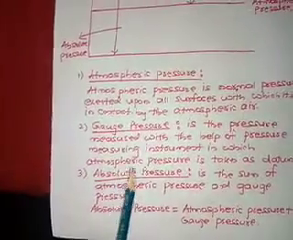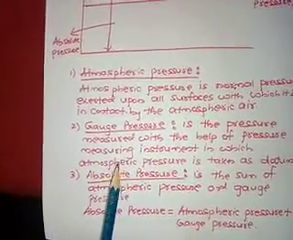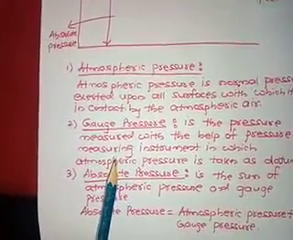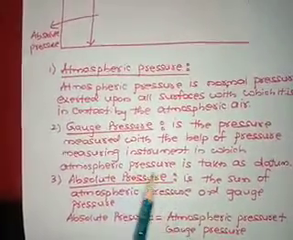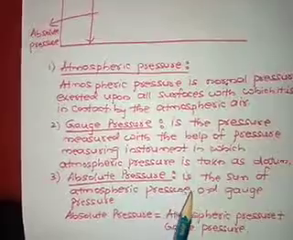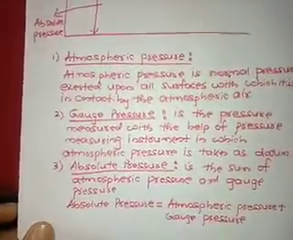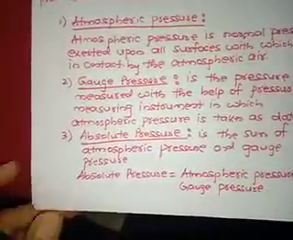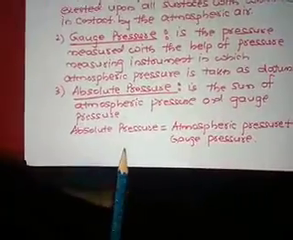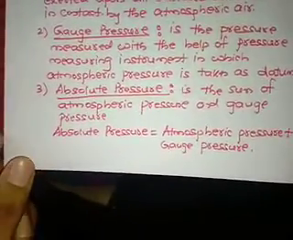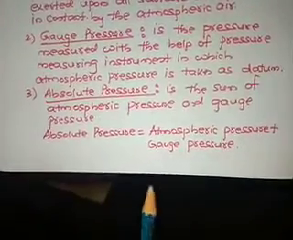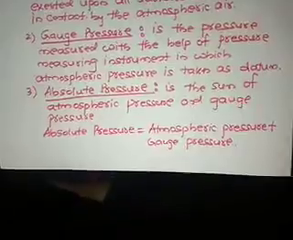Second, gauge pressure. Gauge pressure is the pressure measured by the instrument considering the atmospheric pressure as the datum. Gauge pressure is the pressure measured with the help of a pressure measuring instrument considering the atmospheric pressure as the datum. Absolute pressure. Absolute pressure is the sum of atmospheric pressure and the gauge pressure. So absolute pressure is equal to atmospheric pressure plus gauge pressure.